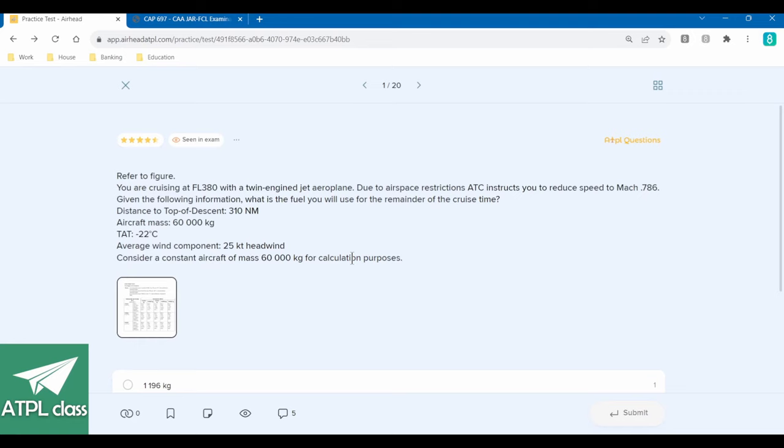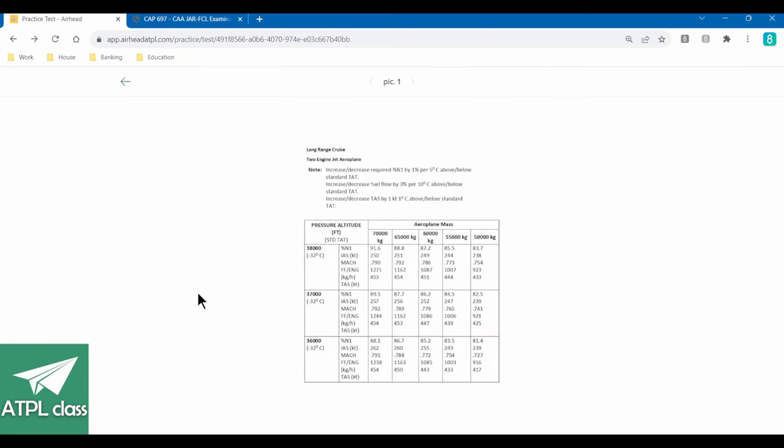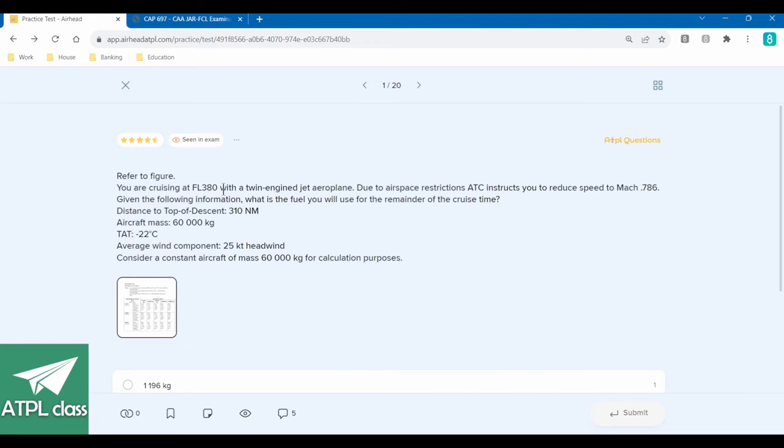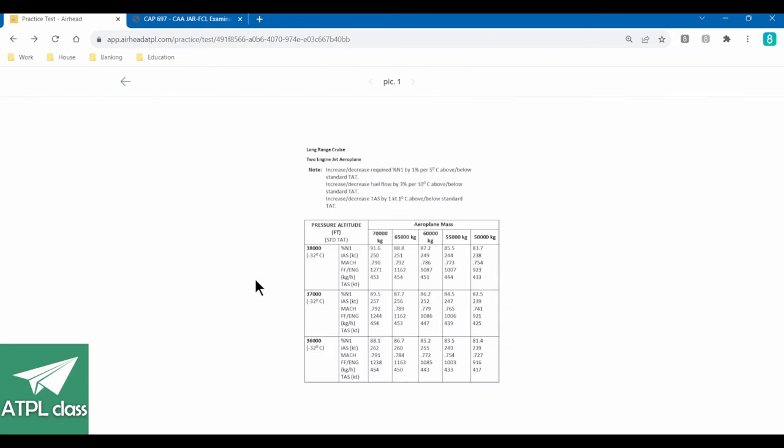So we're not going to be reducing our mass because of fuel burn, but we're going to be changing our flight time. Reduced to Mach 0.786. Doesn't say from what. So we're going to do 0.786 for 310 nautical miles, and we're at flight level 380. So let's get some basic information out here. So let's see what we've got here. We're at 380, and I've immediately forgotten all the information. Mach 0.786 at 380. We're at 60,000 kilograms.